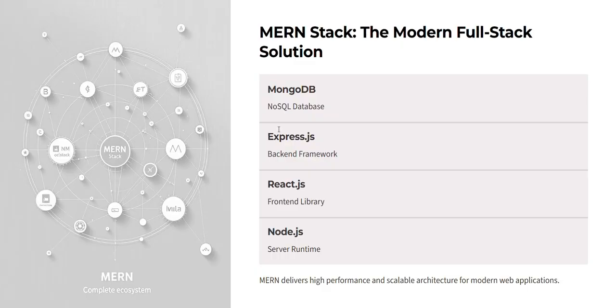So next is moving on to the MERN stack. The MERN stack is a combination of four powerful JavaScript-based technologies: MongoDB, Express.js, React.js, and Node.js. The biggest advantage of MERN is that it uses JavaScript throughout the entire application, both front end and back end. So this makes development faster and more consistent. MERN is widely used for modern, scalable, and fast web applications like booking systems, dashboards, e-commerce apps, and more.